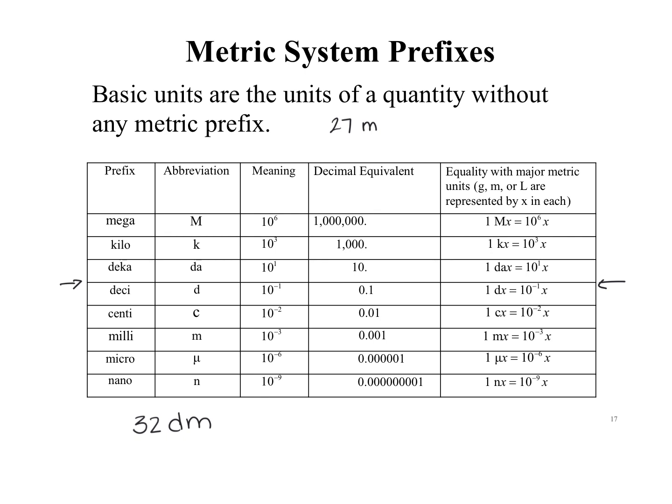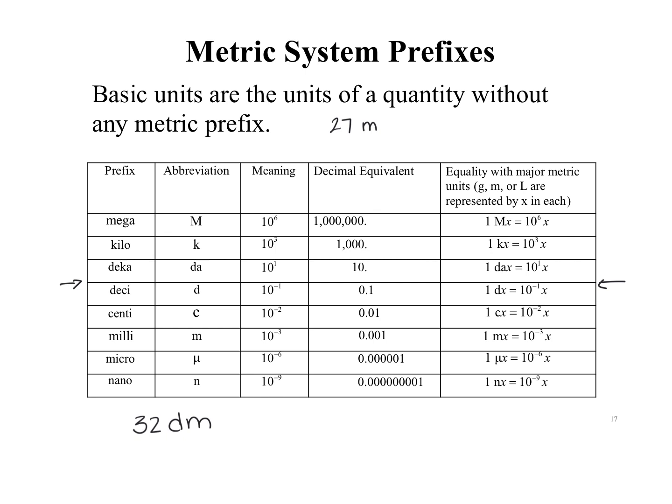You need to know these prefixes and their abbreviations, as well as the conversion factors to be able to convert. And again, we will go over lots of examples of conversions in class.